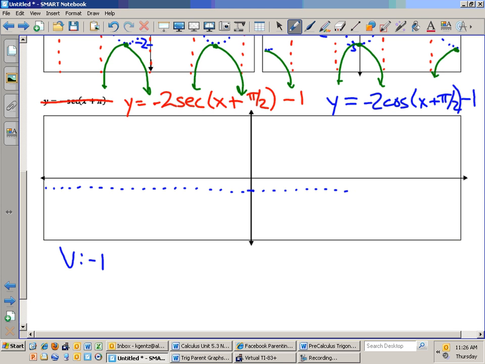And I'm going to draw an axis through there to help me in my work. The second thing I identify is the amplitude, which is 2. So from negative 1, I go up 2, and I will be at positive 1. I go down 2, and I will end up at negative 3. So those are my two spots that the cosine graph will oscillate between.